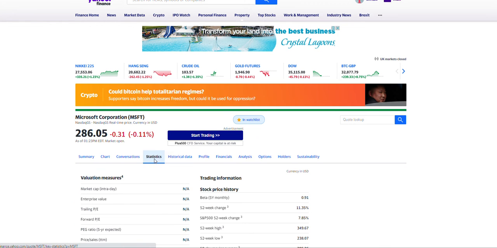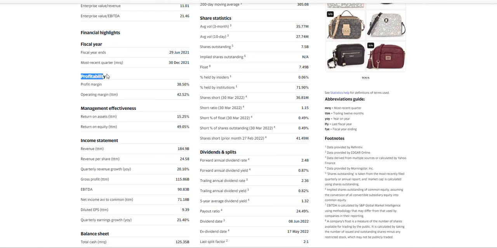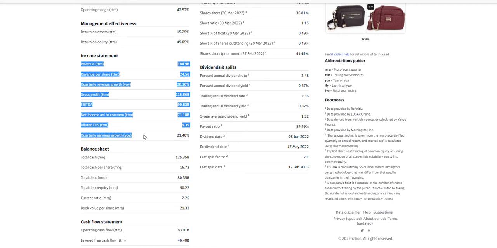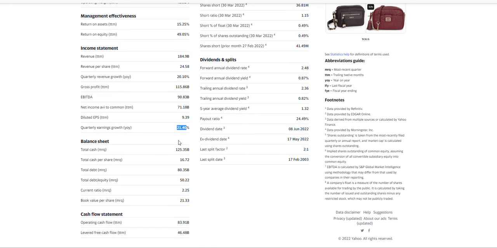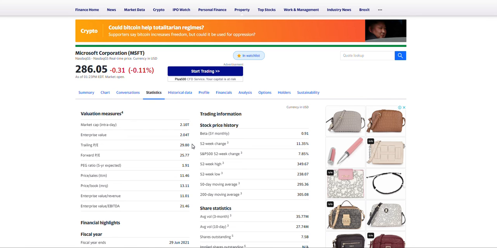And then I'm going to look at the statistics section. Here, what I'm looking for is the profitability section. So profit margins, and I'm also looking for return on equity. Some people also like to see the operating margins. The other things you can look at here is quarterly revenue growth. You can look at quarterly earnings growth again. Then you can look at the debt side of things. Current ratio above 2. Okay, that's it. You're done with Yahoo Finance. So we've looked at everything we need from Yahoo Finance.